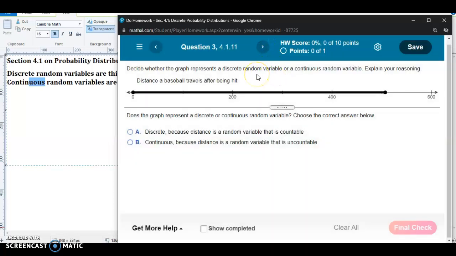Okay, so likewise, for number 3, the example here is the distance a baseball travels after being hit. And you can clearly see that this is an interval on the number line. For example, the distance a baseball travels can be a number between 0 and just over 500. If we assume that this is the minimum distance a baseball travels and this is the maximum distance, the distance can be any number between the two endpoints, making the interval. So that will help you decide whether this is discrete or continuous.